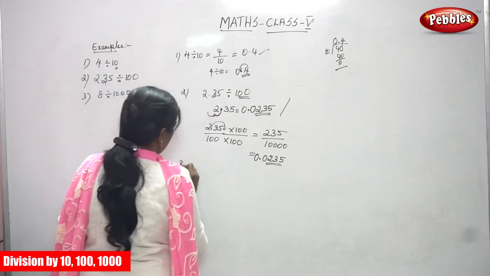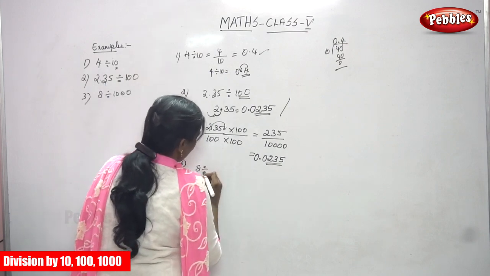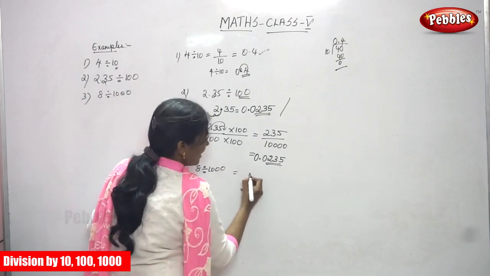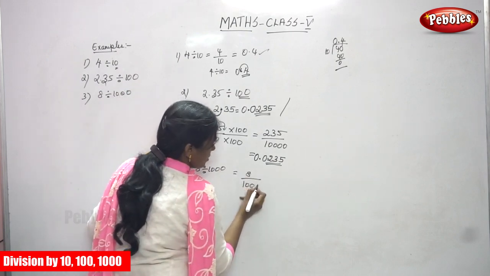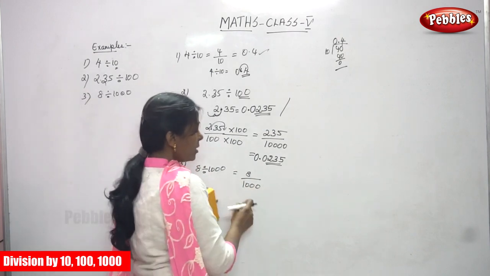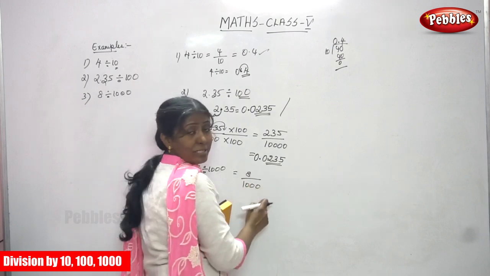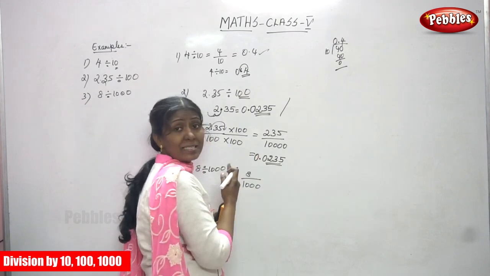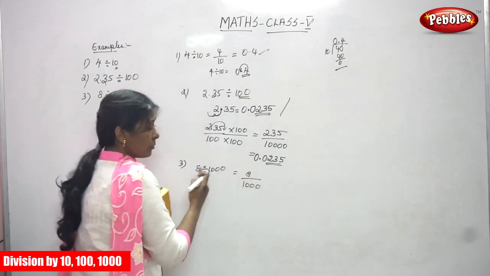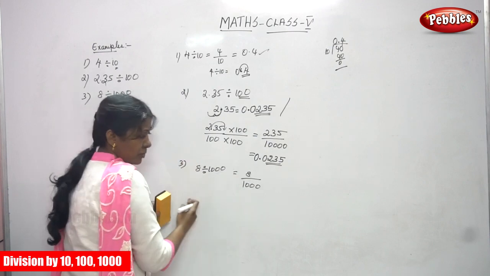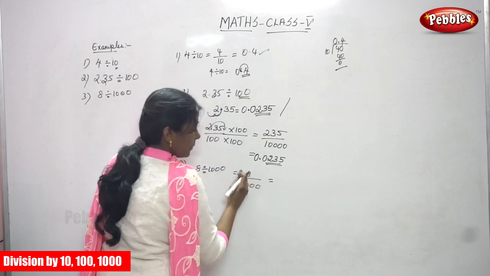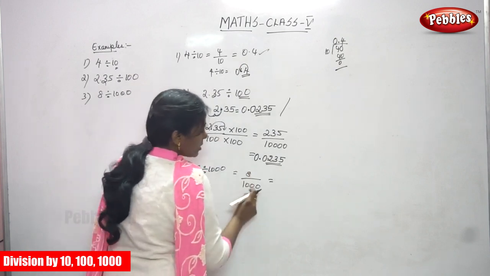Next sum, the third sum, is 8 divided by 1000. So look at this sum. 8 is a single digit. In 1000, how many zeros are there? 3. So while you go for division, you have to move the decimal 3 places to the left. 3 places you have to move to the left side. So 1, 2, 3. The decimal moves to the left side.